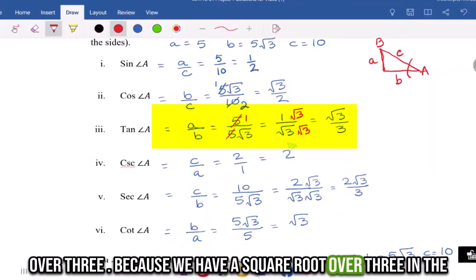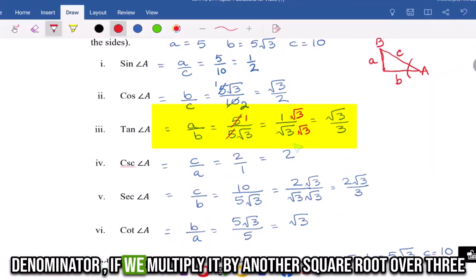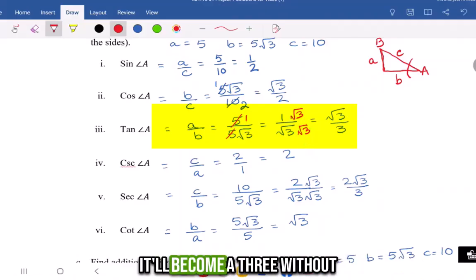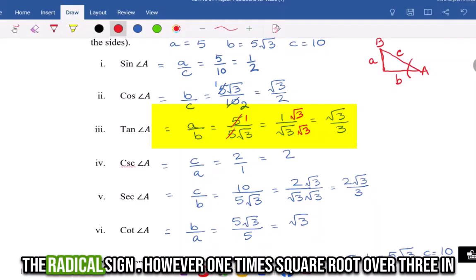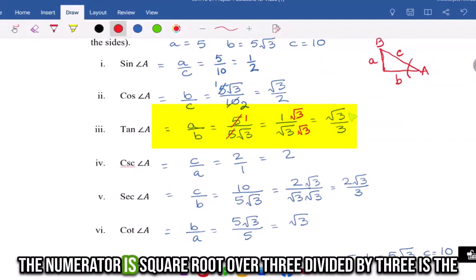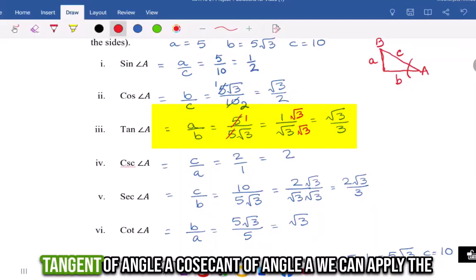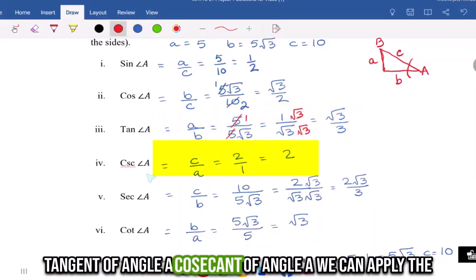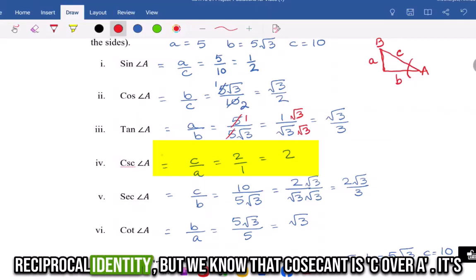Because we have a square root over 3 in the denominator, if we multiply it by another square root over 3, it'll become a 3 without the radical sign. However, 1 times square root over 3 in the numerator gives square root over 3 divided by 3, which is the tangent of angle A.